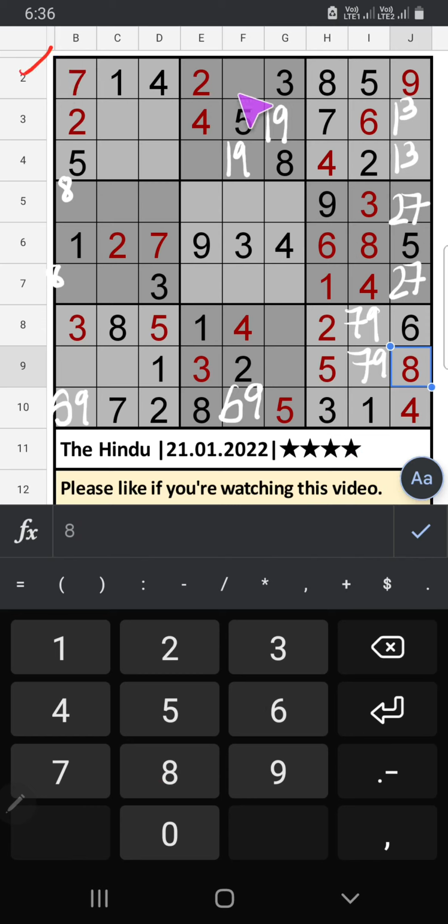Second row only 1 number is remaining, 6 is confirmed here. In this grid only 1 number is remaining, 7 is confirmed here. Column E only 2 numbers are remaining, 6 and 5, will confirm later. Column F we have 6, so 6 can't come in this cell, then 6 is confirmed here, then 9 is here.